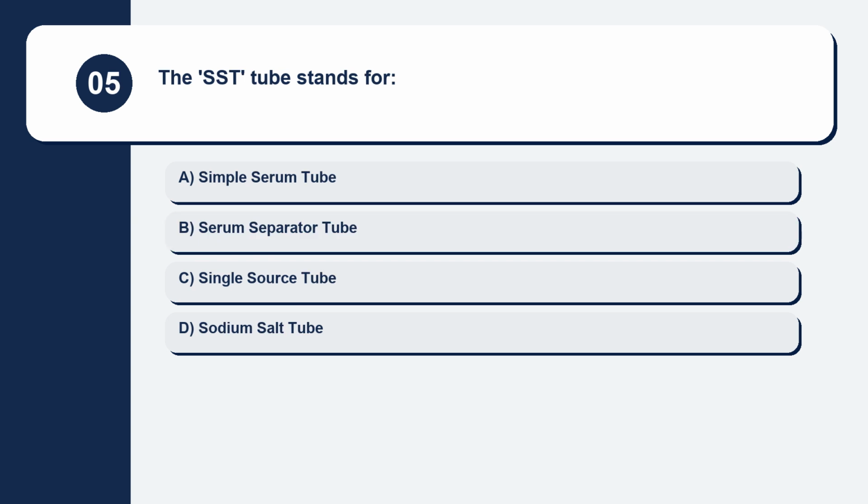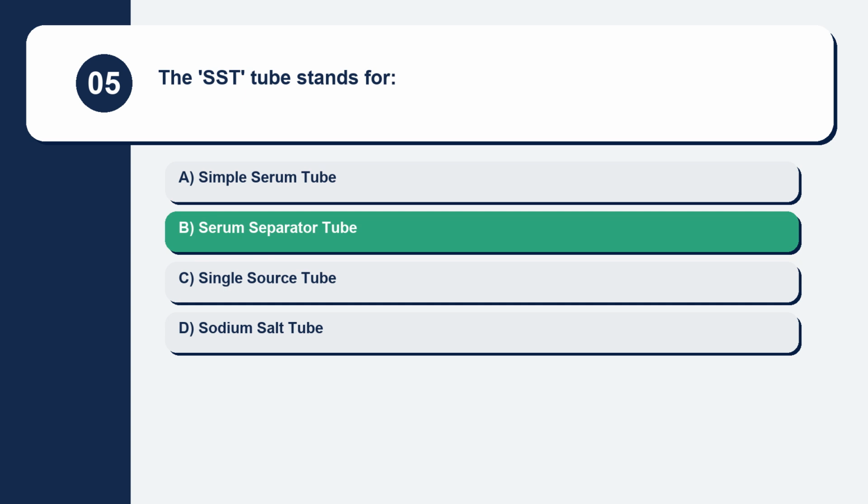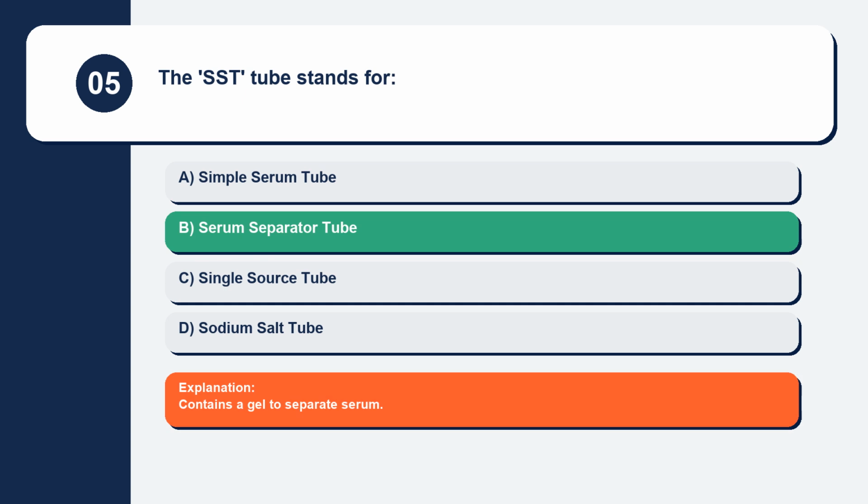Question 5. The SST tube stands for Simple Serum Tube, Serum Separator Tube, Single Source Tube, Sodium Salt Tube. Contains a gel to separate serum.